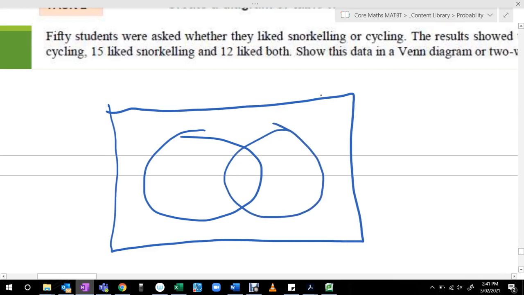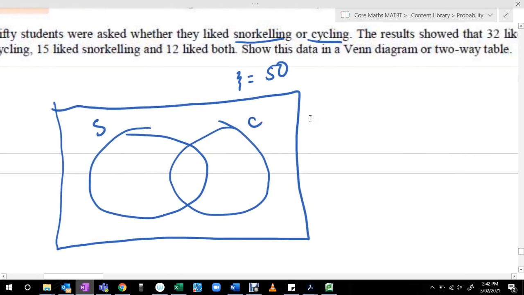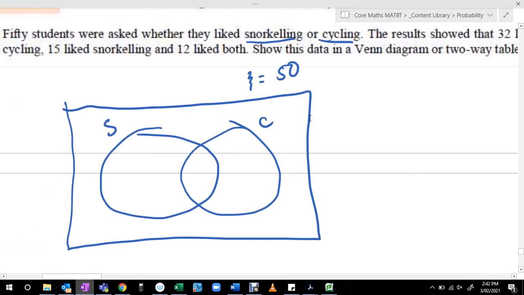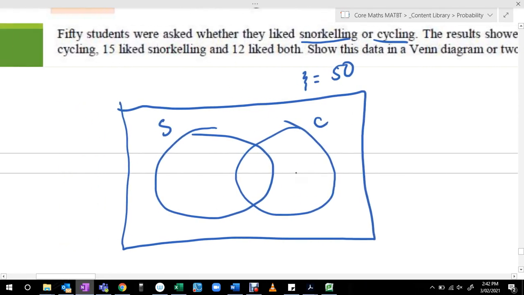There's your Venn diagram. Does anyone know what's the universal set already? By reading the question. 50. So this should all add up to 50. Okay. And there's 2 sports here, snorkeling or cycling. Let's just go S or C. Okay, the results showed that 32 liked cycling, 15 liked snorkeling, and 12 liked both. Okay, now, tricky, because you can't just straight away put the numbers in like this. You can't go 32, oh sorry, wrong way, 32, 15, and 12.